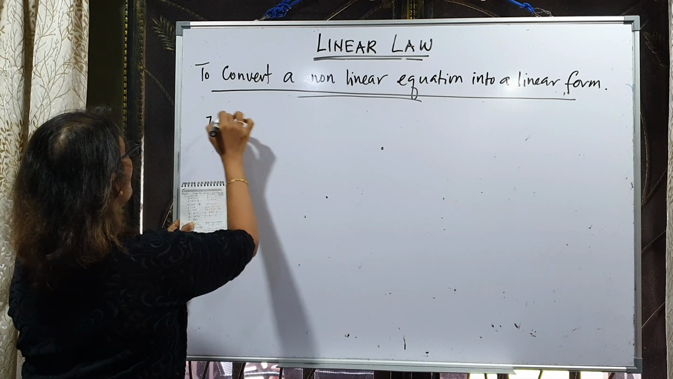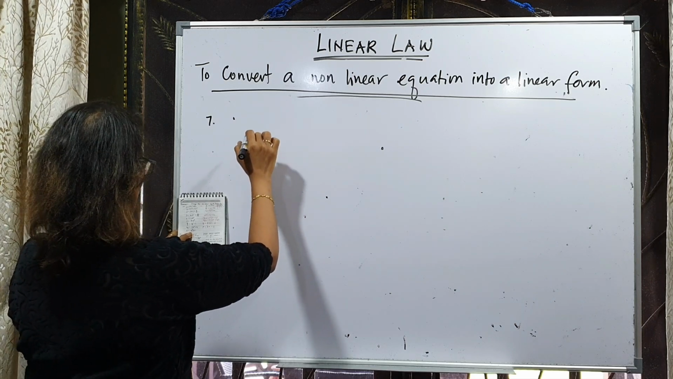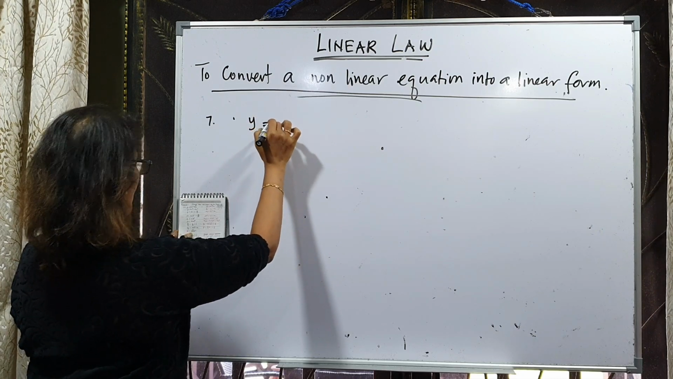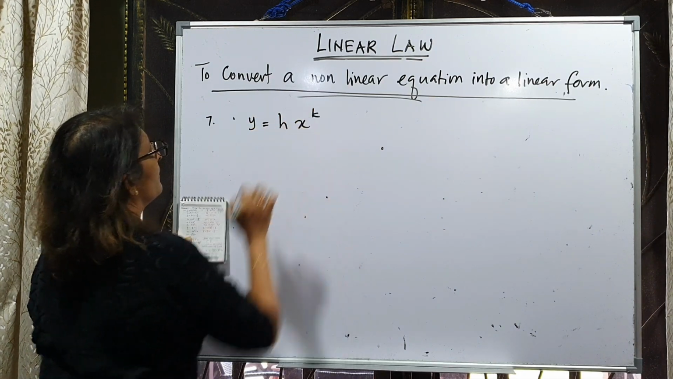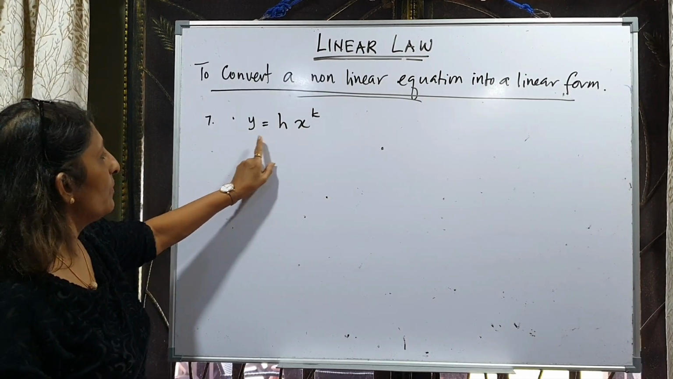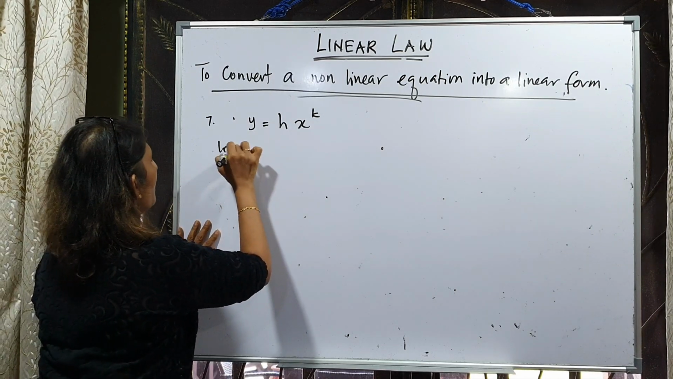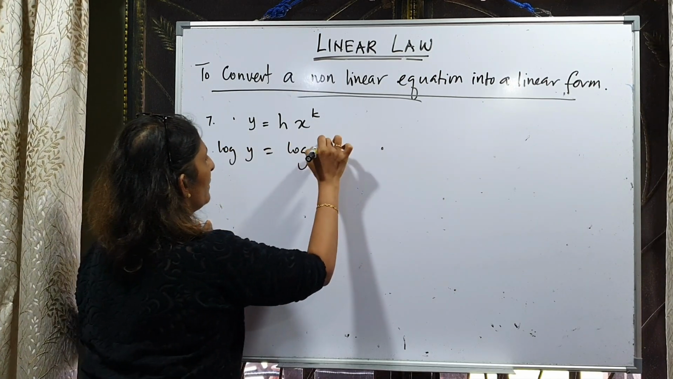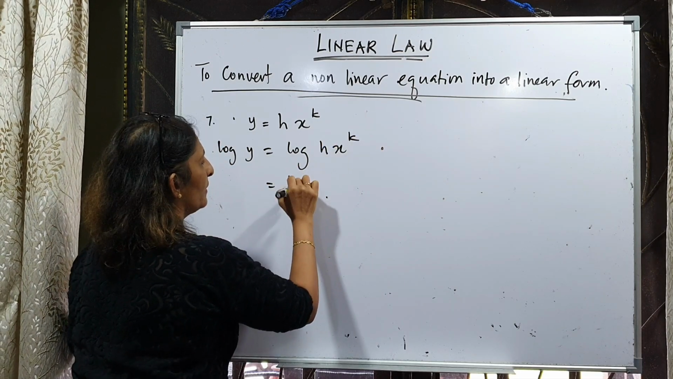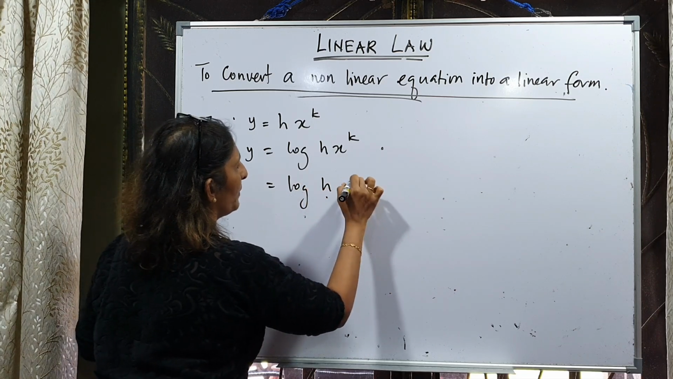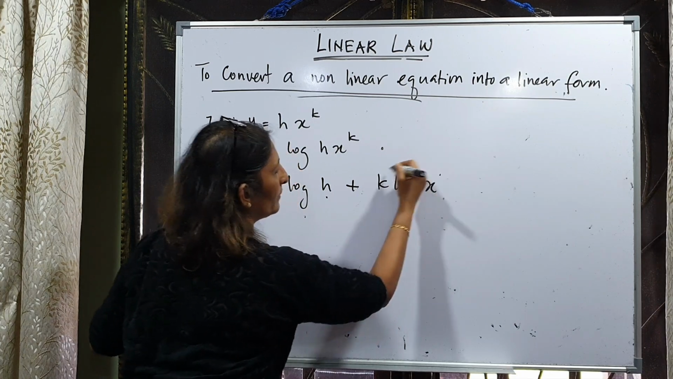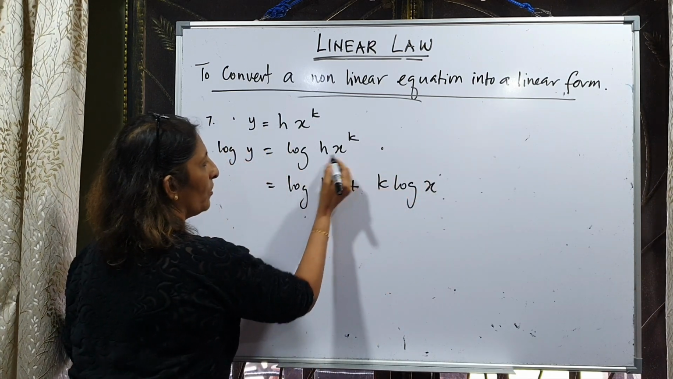For example, example 7, let's say we do y equals h x power k. Okay, what do we do here? How do we separate this? We need to log both sides. So we do log y equals log h x power k, and this will be further broken up into log h plus k log x. You know the k has come from up here to the front. And this is the law of logarithm.